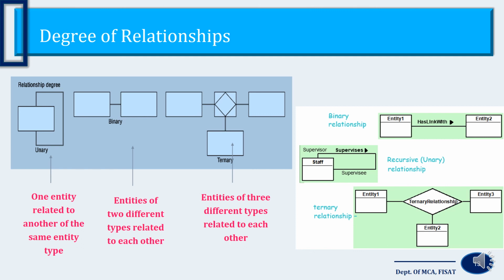And if two entities are involved in a relationship, then the degree is 2. Example, entity 1 has a link with entity 2. Customer is associated with the account with the relationship depositor. So it is a relationship with degree 2. And if entities of three different types are related to each other, then the relationship is called a ternary relationship. Entity 1, entity 2 and entity 3 are related together with the help of a relationship, so the relationship is called a ternary relationship.